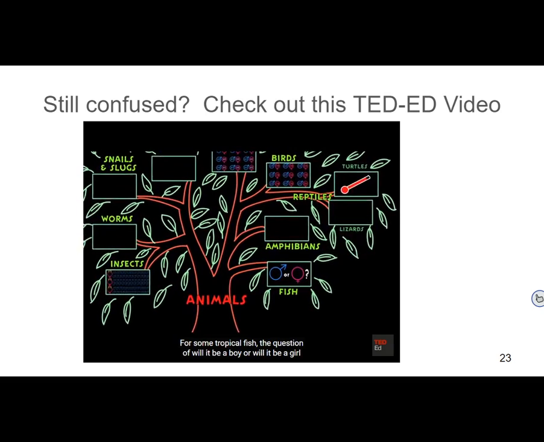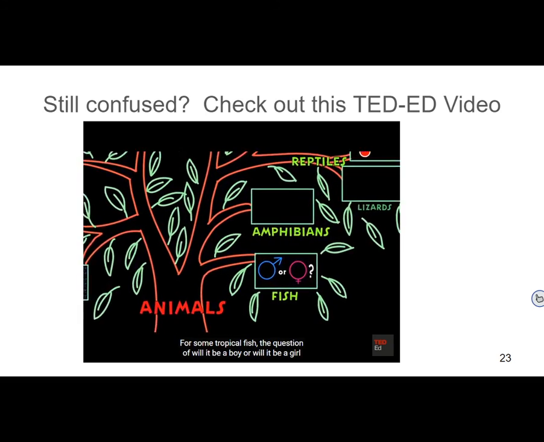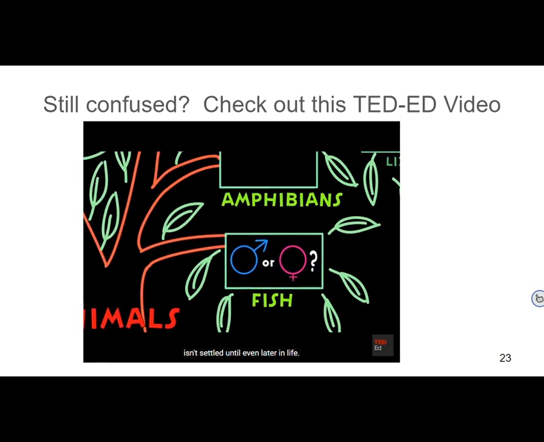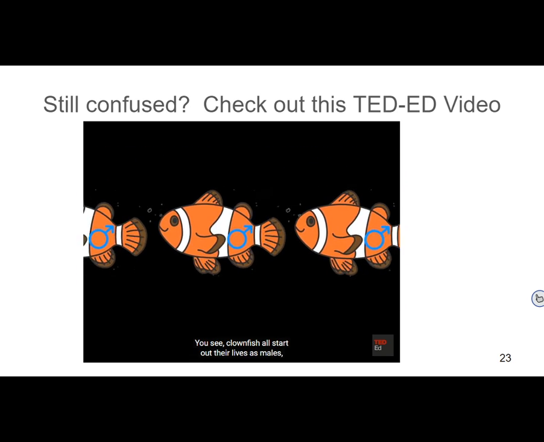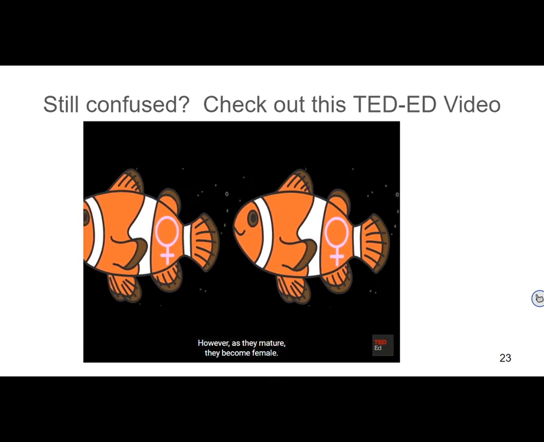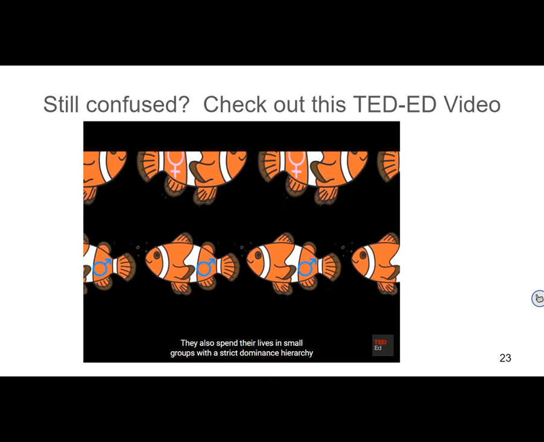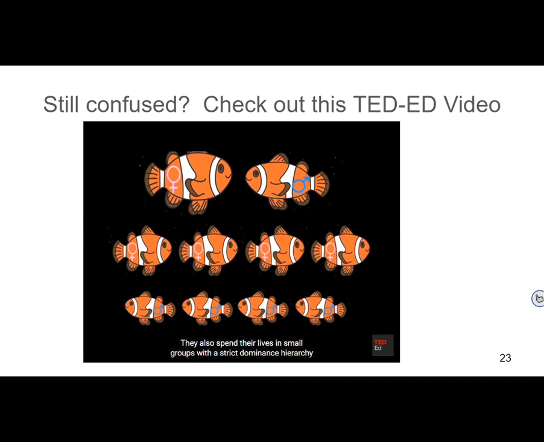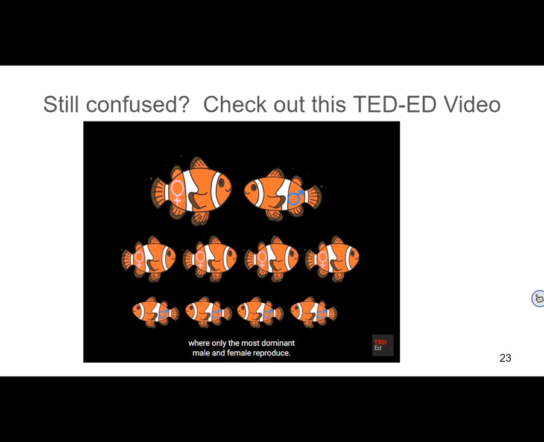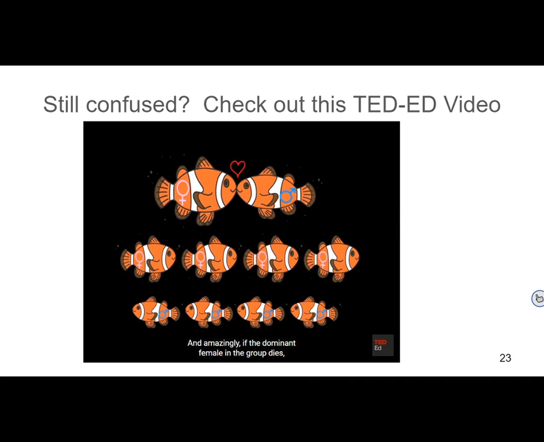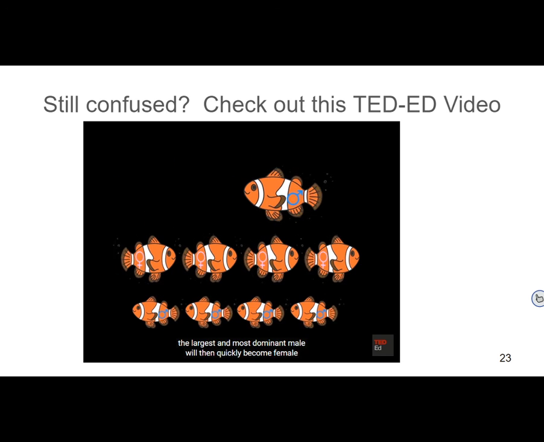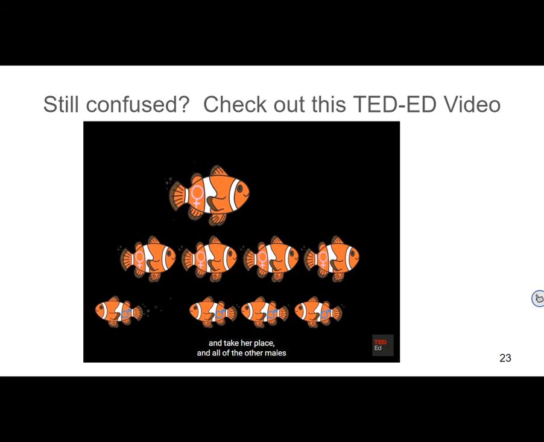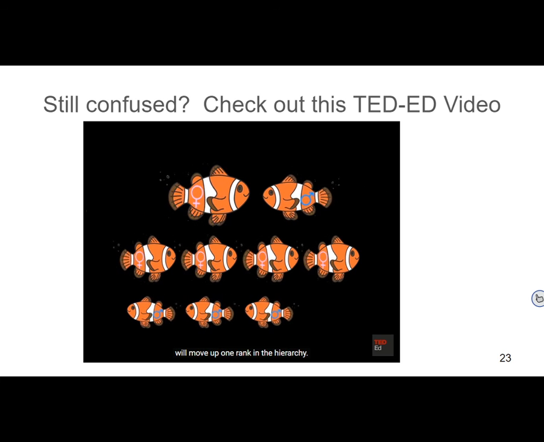For some tropical fish, the question of will it be a boy or will it be a girl isn't settled until even later in life. You see, clownfish all start out their lives as males. However, as they mature, they become female. They also spend their lives in small groups with a strict dominance hierarchy where only the most dominant male and female reproduce. And amazingly, if the dominant female in the group dies, the largest and most dominant male will then quickly become female and take her place, and all the other males will move up one rank in the hierarchy.